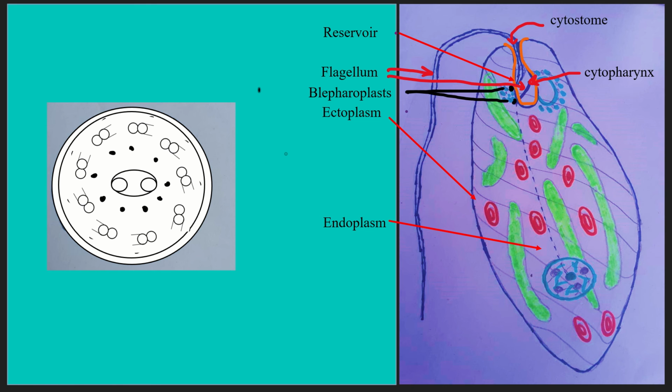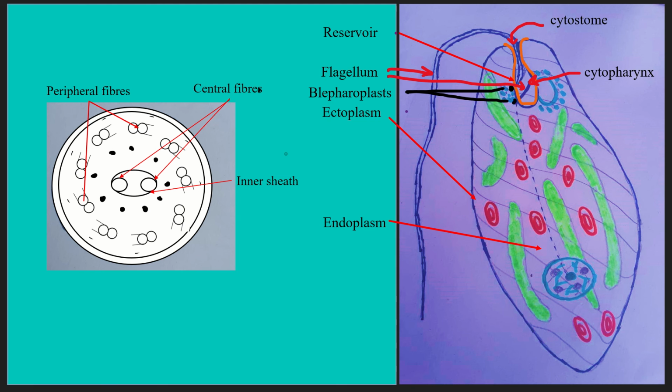When we see the TS of the flagellum, each flagellum consists of two central fibers and nine peripheral fibers. When we take the TS of this flagellum, we can find two central fibers at the center, and nine peripheral fibers arranged in the peripheral region. The central fibers are enclosed in a membranous sheath that is called the inner sheath.